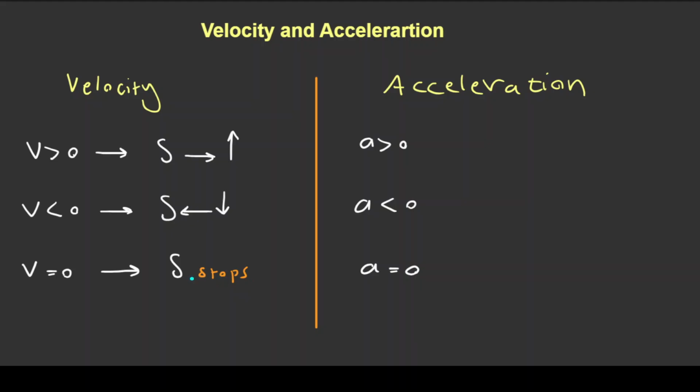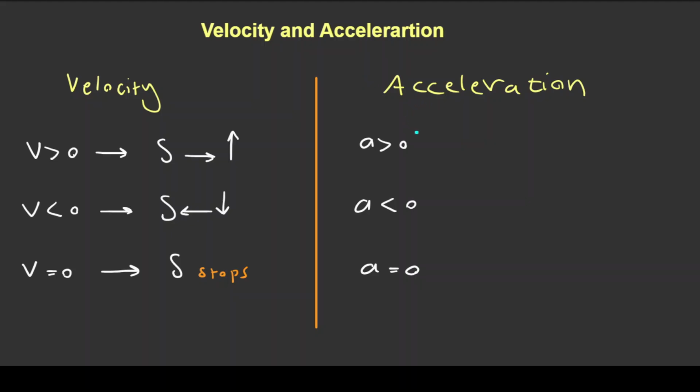Okay, it's at rest. But if you say the position function is zero, no, it's not correct. When the velocity is zero, it tells us the particle or body stops moving to the left or down, right or up.